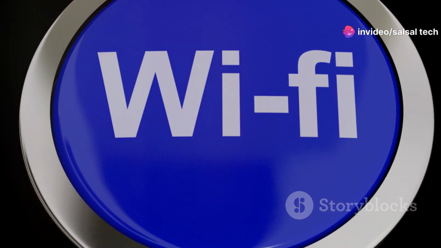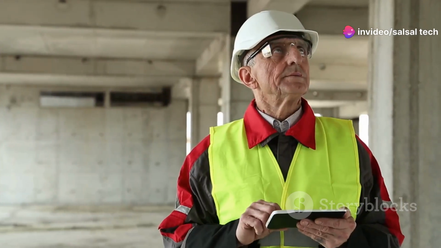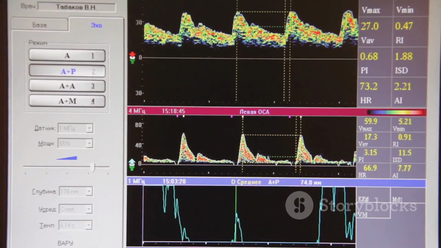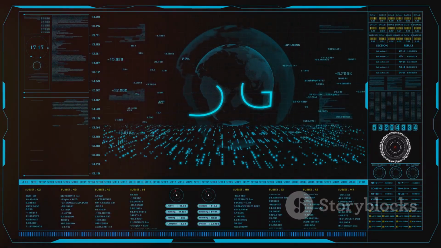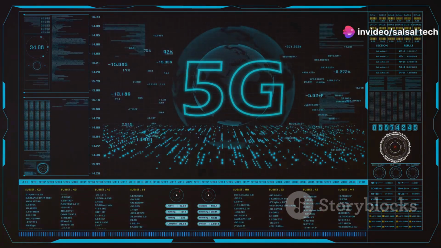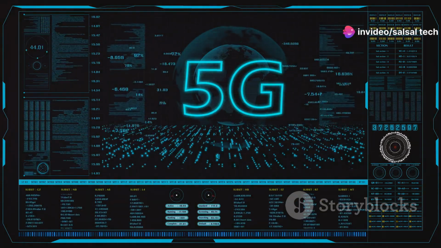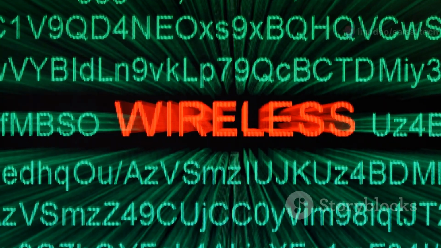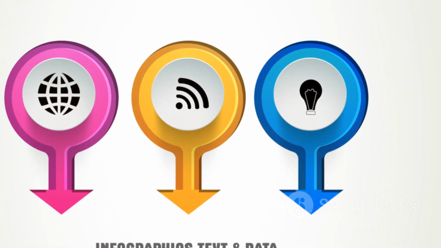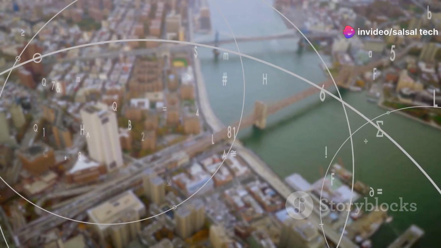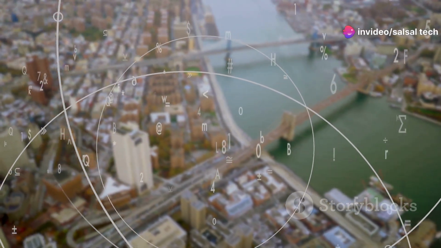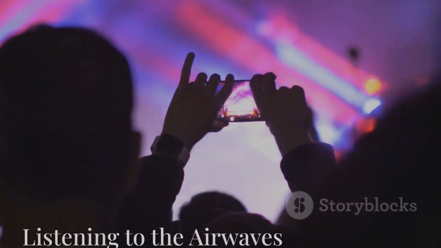2. Active surveys. These surveys take a more hands-on approach. They involve injecting signals into the environment and measuring their behavior. This provides more detailed information about network performance and potential issues, such as interference and coverage gaps. 3. Predictive surveys. These surveys utilize software to simulate how a wireless network might perform in a given location. They're like virtual blueprints, allowing for optimized network design before any physical equipment is installed, saving time and resources.